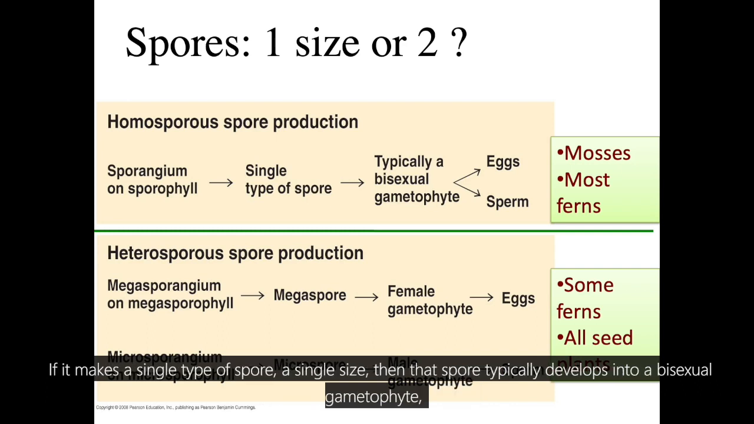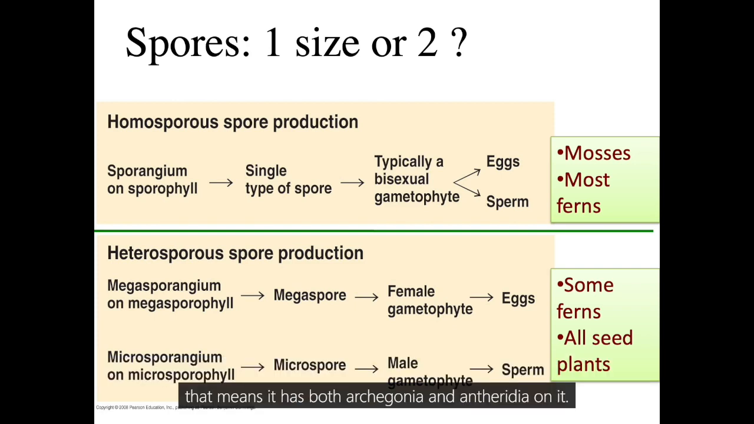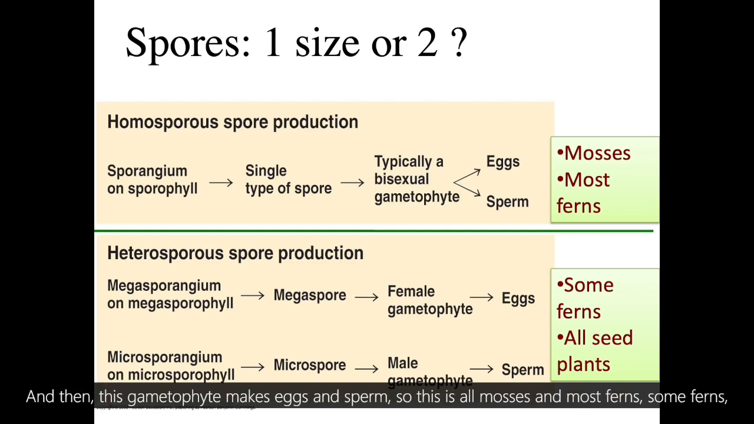If it makes a single type of spore, a single size, then that spore typically develops into a bisexual gametophyte. That means it has both archegonia and antheridia on it. And then this gametophyte makes eggs and sperm. So this is all mosses and most ferns.